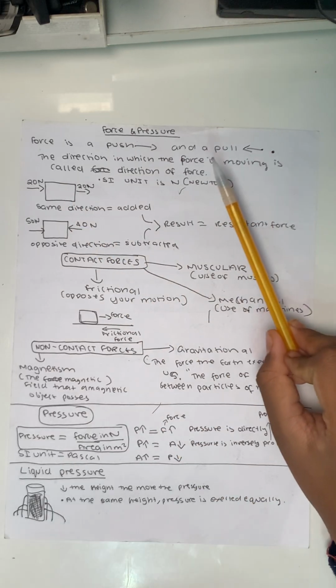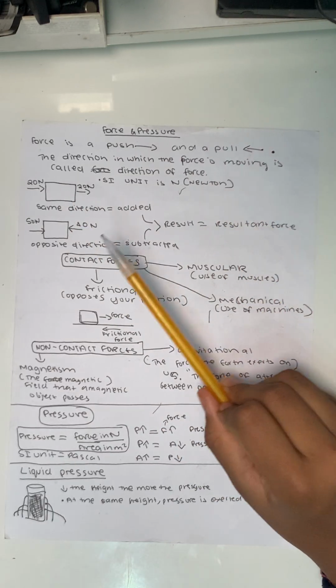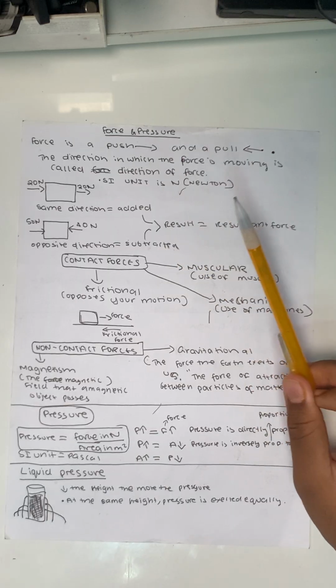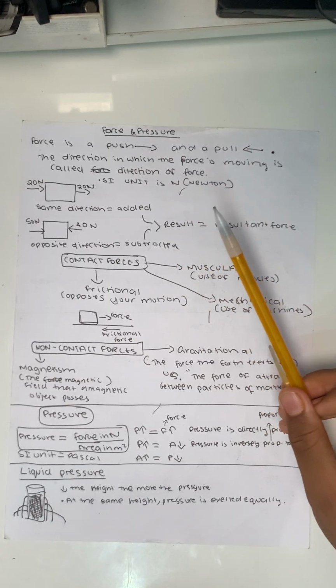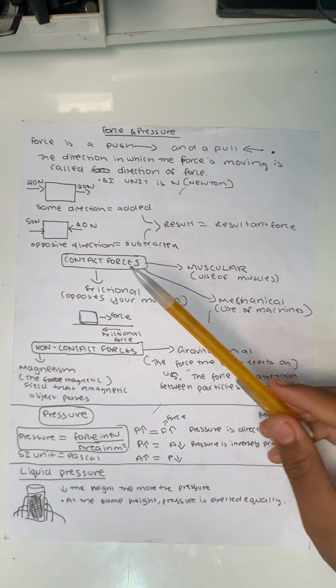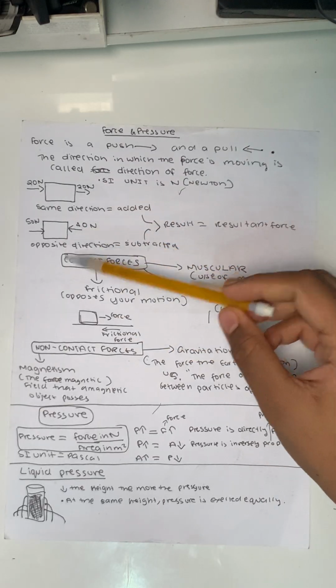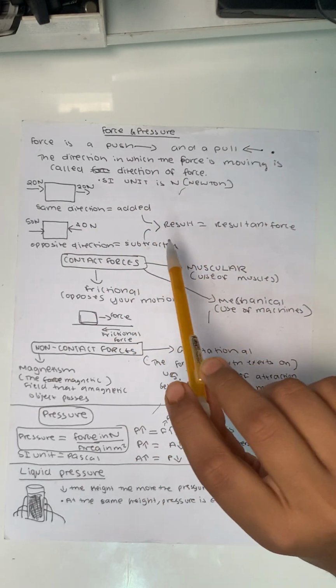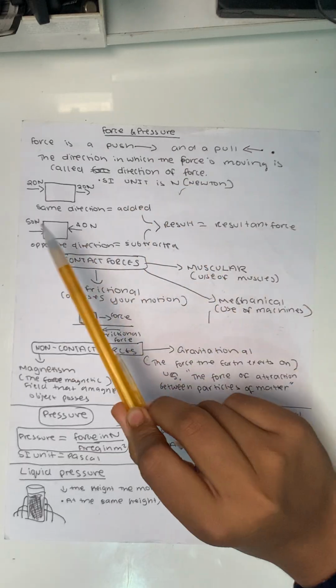The standard unit of measurement for force is called Newton. And if there are opposite directions, then the resultant force will be the subtraction of both the forces.